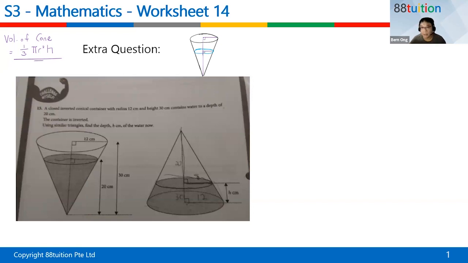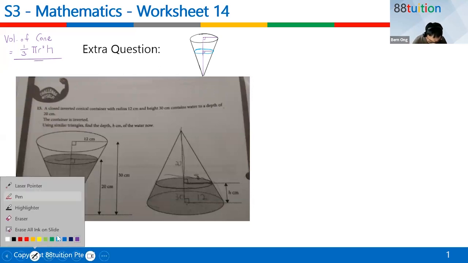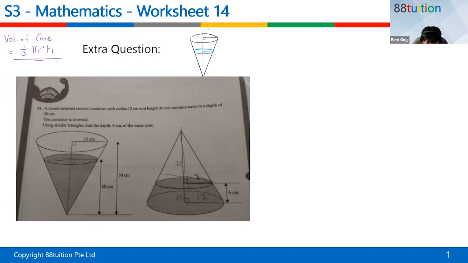For those who are lost, this particular question is what I gave you last week as an extra question. It's related to what we are learning right now: things like area, volumes, ratio. Remember that? So children, down here, the question gives us the height as 30.